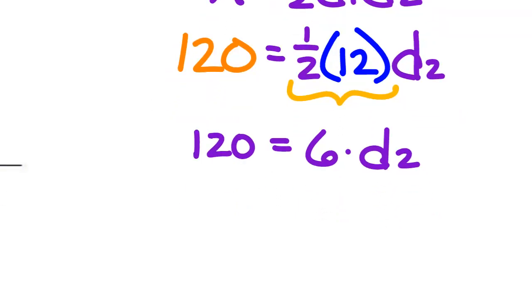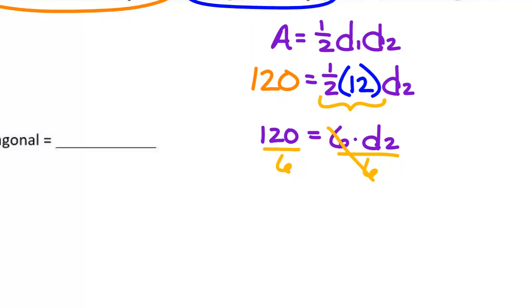What next? Divide both sides by 6. What is 120 divided by 6? And what kind of units should we put with that? Feet.